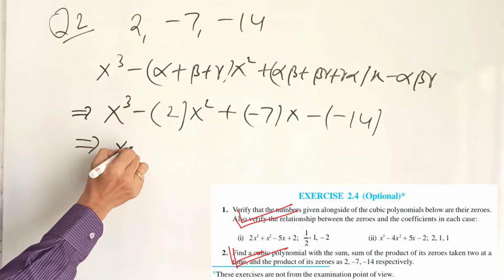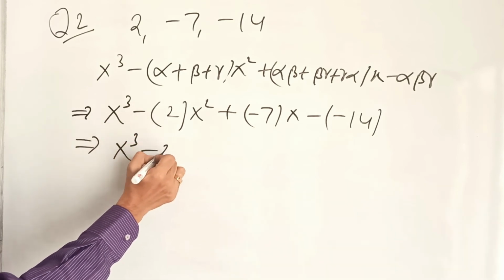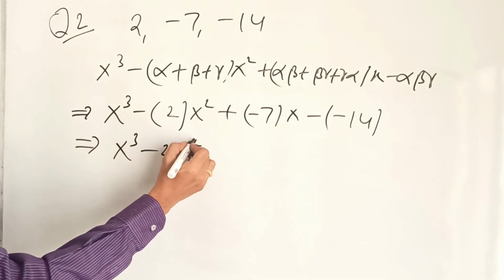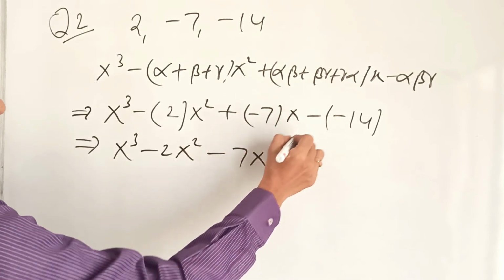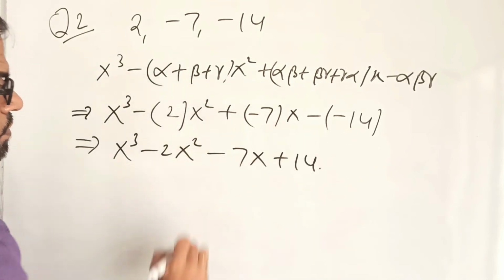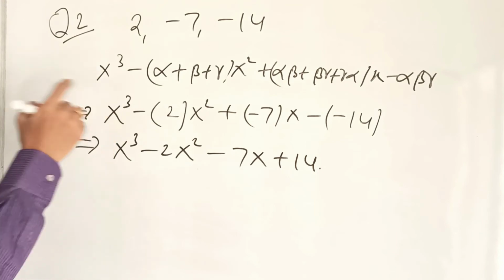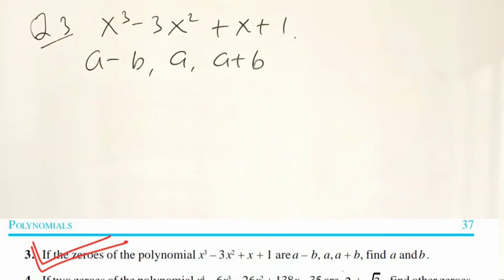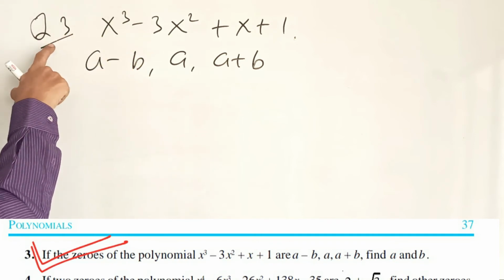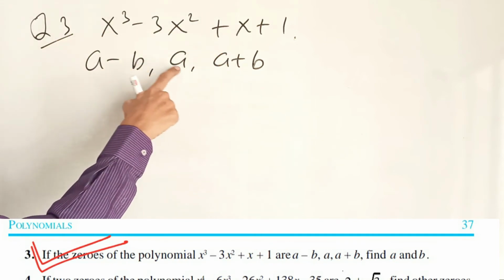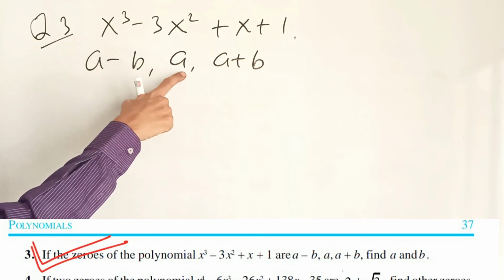So it is x cube minus 2x square minus 7x plus 14. So this is the required polynomial answer. Now student, let us solve a very important question of this chapter, optional exercise 2.4. Question three, a polynomial is given and its zeros are given, and we need to find a and b.